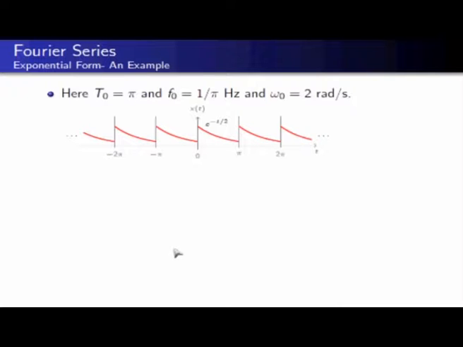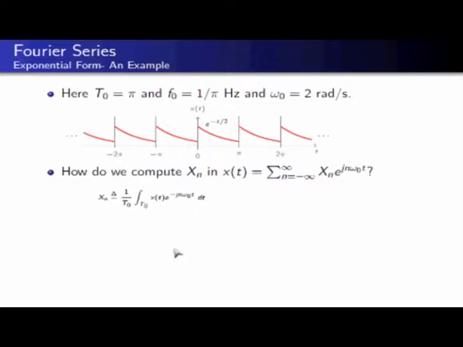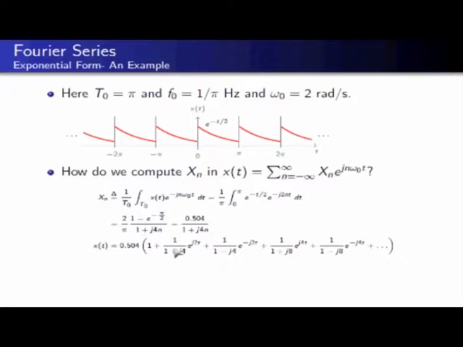So x of t is periodic. It satisfies my definition of periodic function that I did last time. Given this periodic function x of t, can I find the Fourier series? The Fourier series definition is given here. Can I find capital Xn? You can start from the definition of Xn and go on substituting for x of t over one period, and Xn can be computed to be something like 0.504. That's an approximation because 0.504 comes from that complicated relationship 2 by pi into 1 minus e to the power of minus pi by 2, and that comes to 0.504. You can check it out.